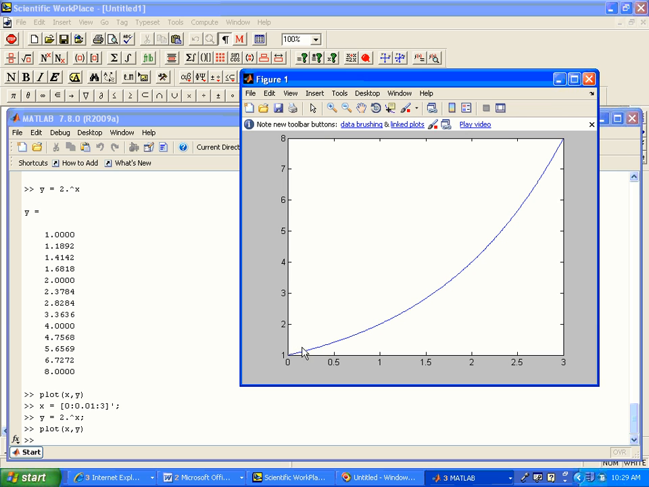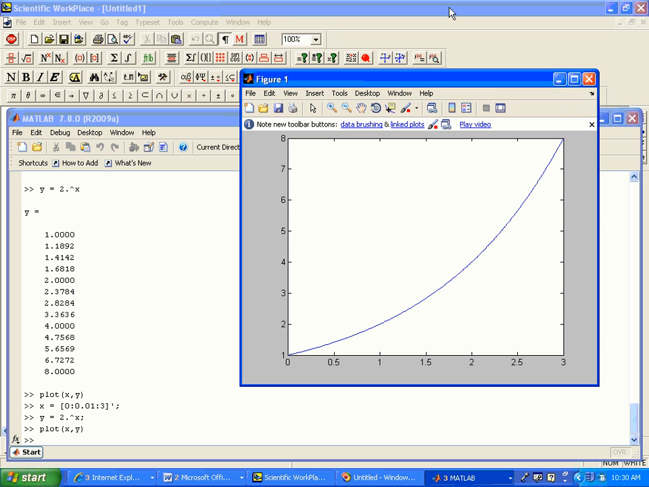Now what we get is plotting an incredible number of values in here. It's 300 different values of 2 to the 1.01, 1.02, 1.03, 1.04. All those values are in here, and it makes for a smooth curve called the exponential function.